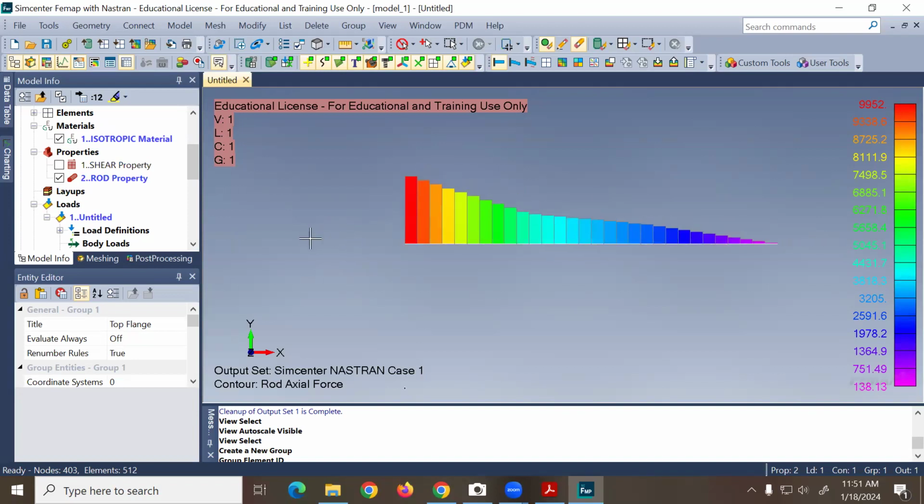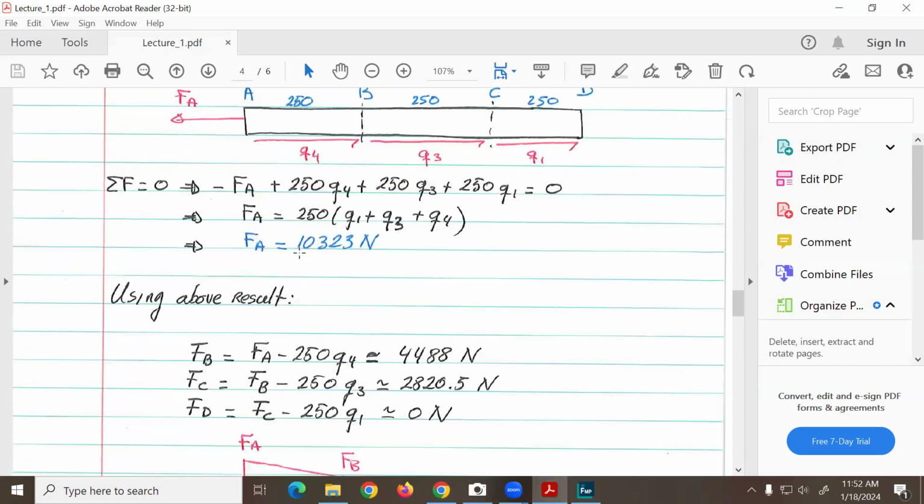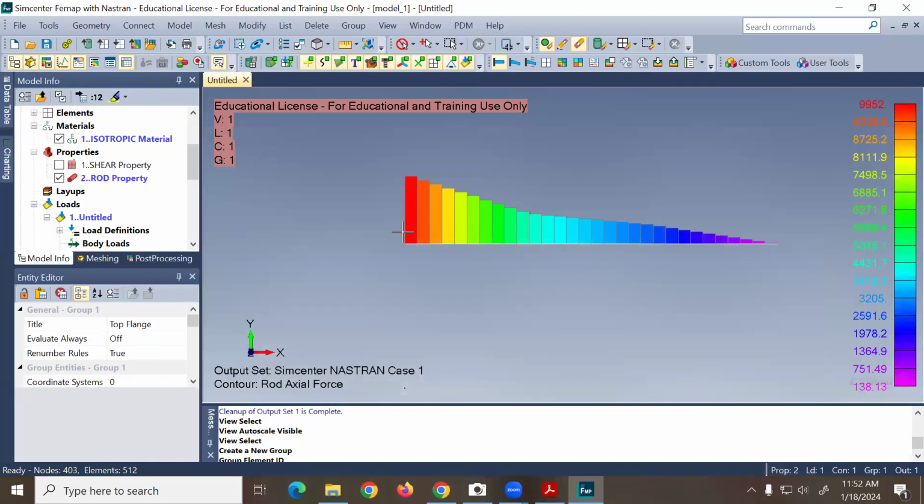So at least it will give you an idea. Just one thing, notice over here, the value it is giving you here is 9,952, and the one we found in the calculation is higher than that, 10,323. So what is the difference? Is this one wrong? It's not that it's wrong.